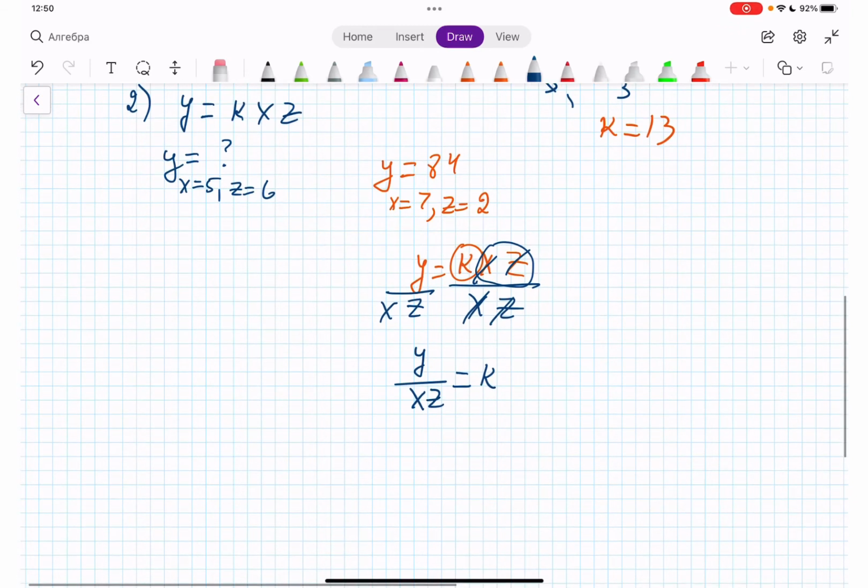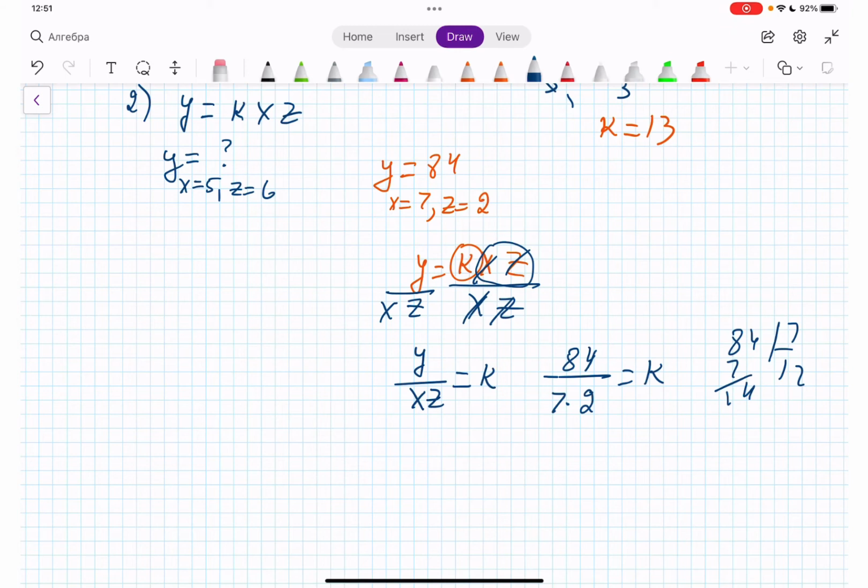All right, let's plug in. Y is 84, x is 7, z is 2. That's equal to k. So 84 and 7, I believe 14, 28, no, 98 it makes, okay, I'm wrong. 84 divided by 7, wait a minute, did I multiply it wrong? 84 divided by 7 is 12. Yeah, previously I multiplied wrong. Let me multiply one more time.